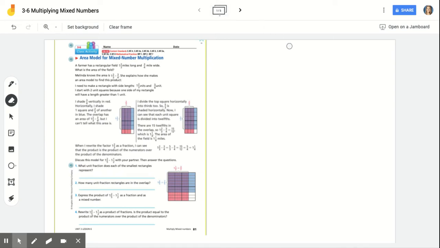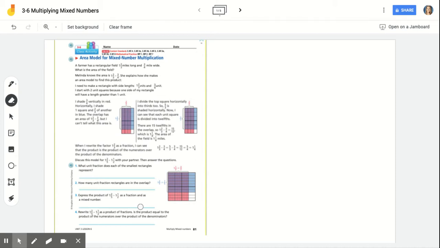This is lesson 3-6. And we're going to start off with creating area models for mixed number multiplication. So the materials that you need for this lesson, you do need your activity book, and we're going to open up to page 81. And we are going to be creating two area models, just like we were doing when we were multiplying fractions. And it involves shading with blue and red again.